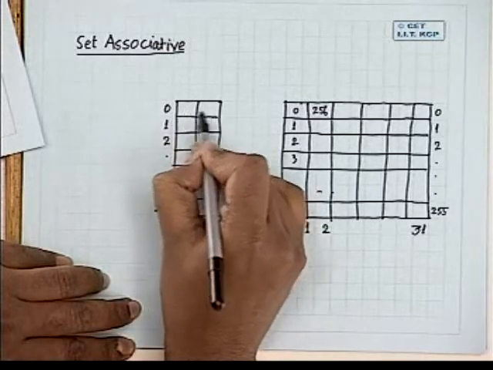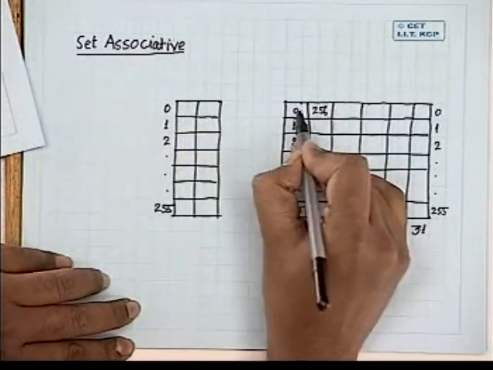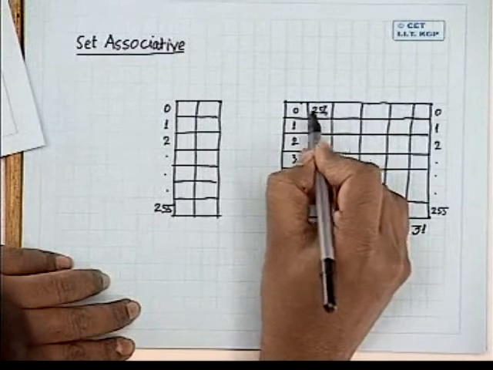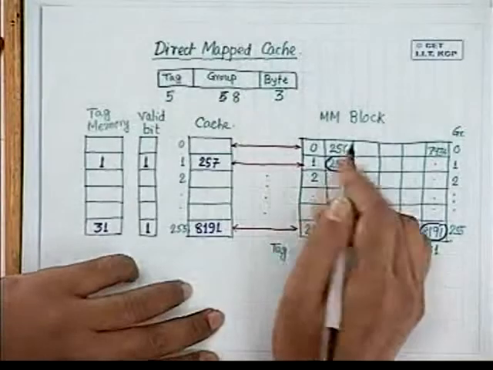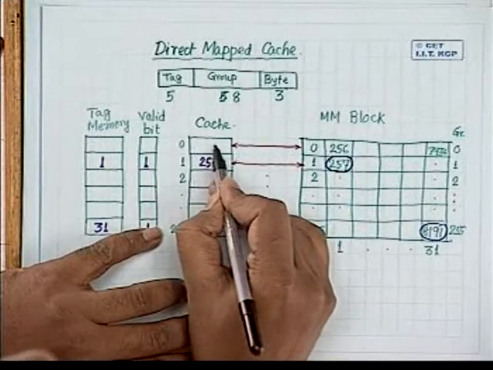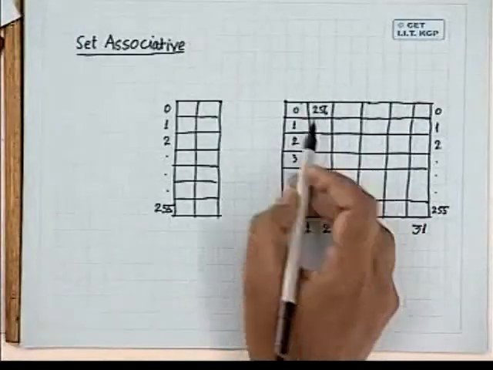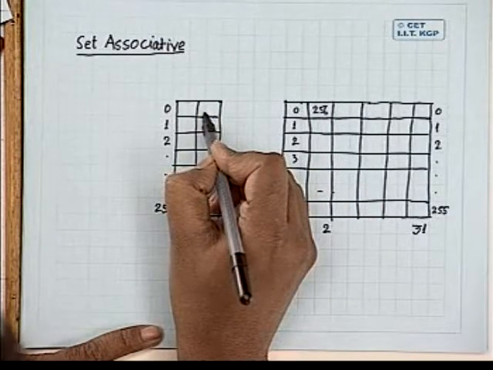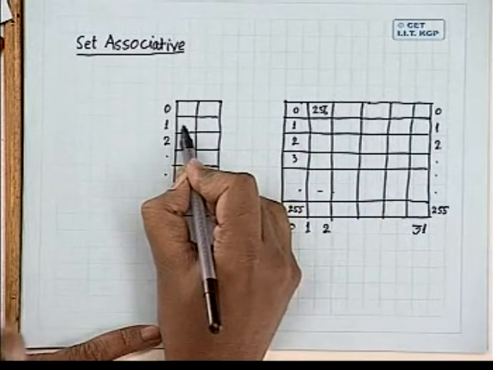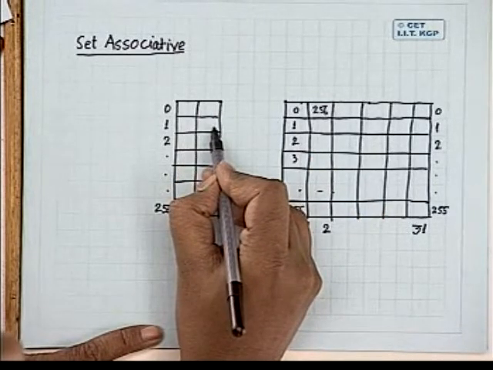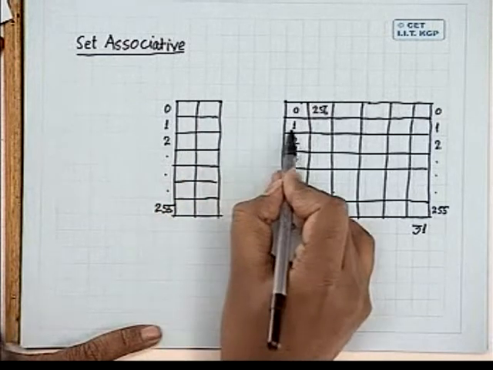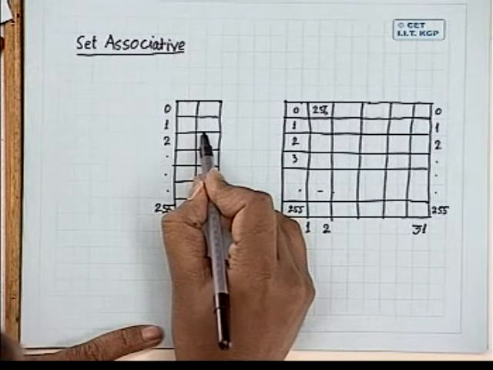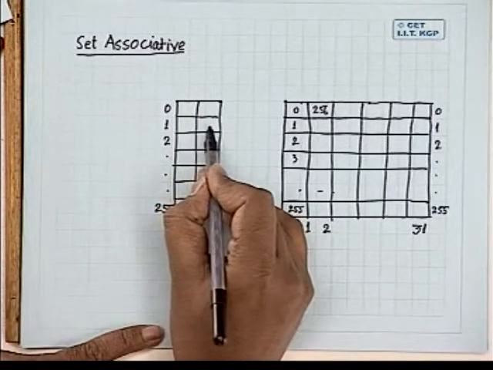So I have 2 cache lines in any of which a block corresponding to this particular group can reside. So now this block 256, in the earlier case, could go only to cache line 0. Now this block 256 can go to either this cache line or this cache line. Similarly, block 1 can go to either this cache line or this cache line. So I'll have a cache miss only when I find that block number 1 has to be brought into cache memory, and both these cache lines are occupied by some other blocks.